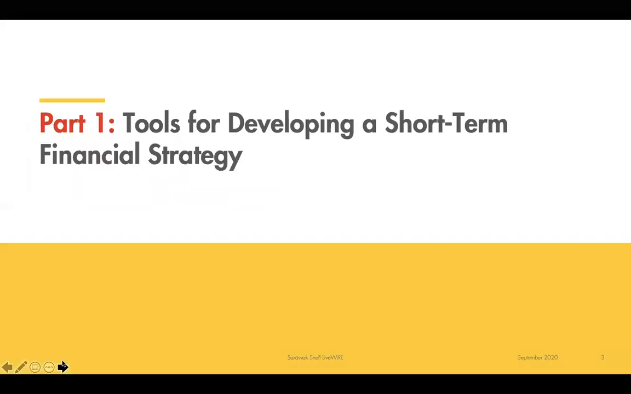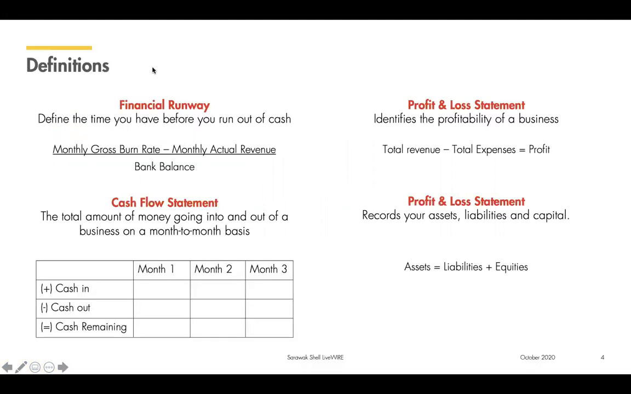All right. So this is the first part, which is tools for developing a short-term financial strategy. By short-term, I mean looking at a 12 to 18-month runway here, right? All right. So these are the key definitions that I would hope for all of you to be comfortable with and master in managing your cash management, right?